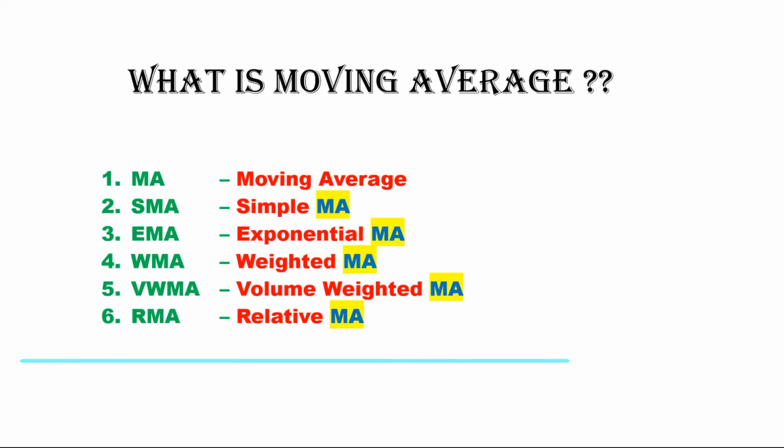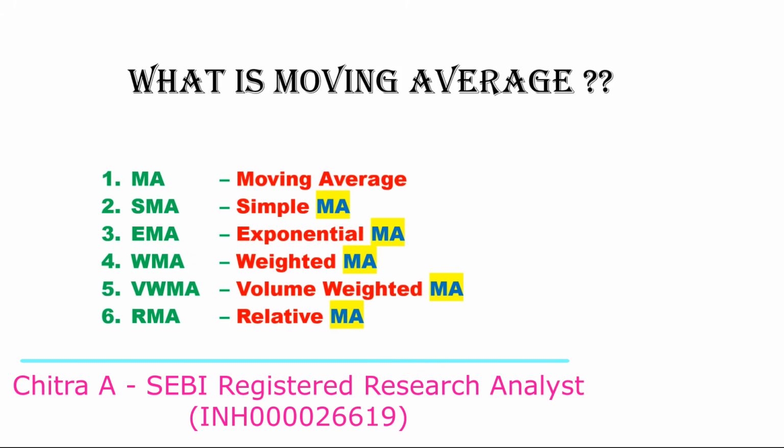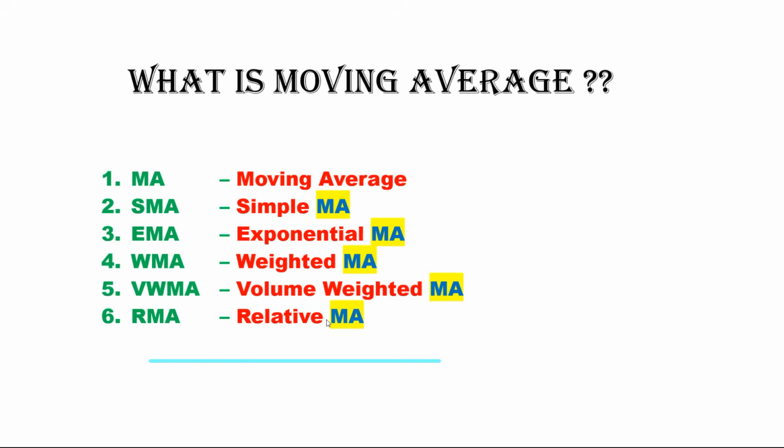So what are the different types of moving averages? First is MA, moving average, and SMA is simple moving average. EMA is exponential moving average. WMA is weighted moving average. VWMA is volume weighted moving average. RMA is relative moving average. So these are the different types of moving averages.